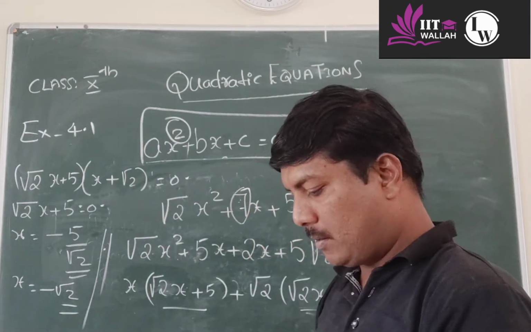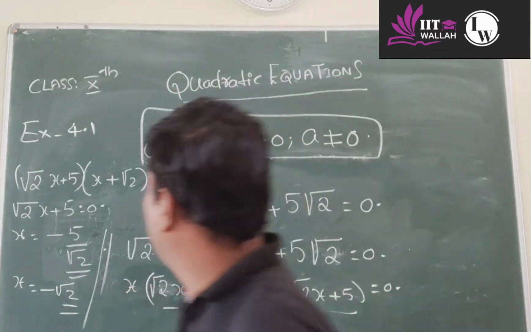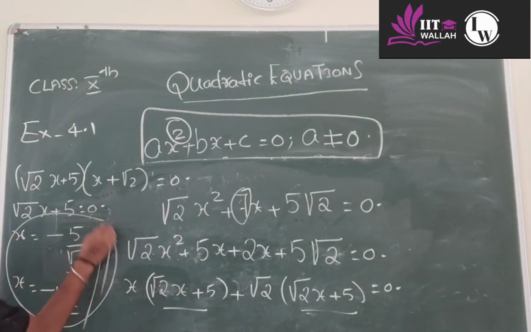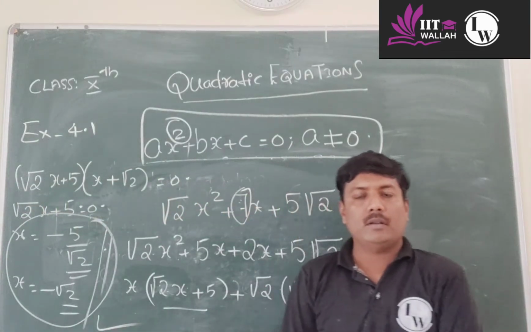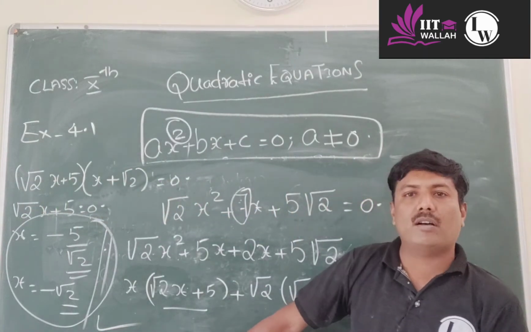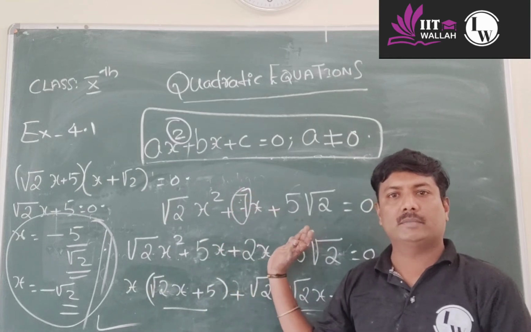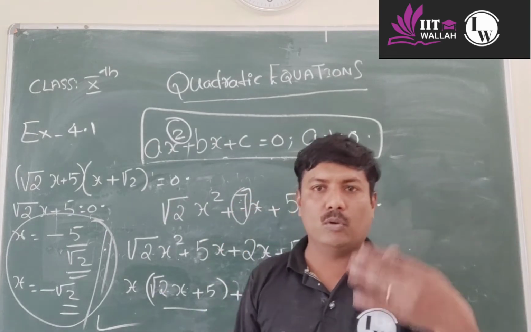Yes, minus 5 upon root 2 and minus root 2. So we are totally correct. You understood? This is the method of splitting the middle term, nothing else. Okay? We will do the next question.